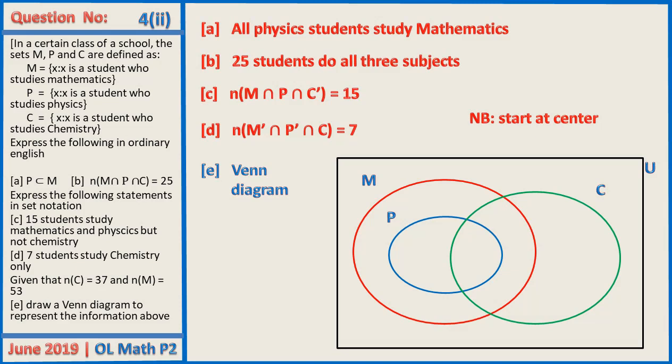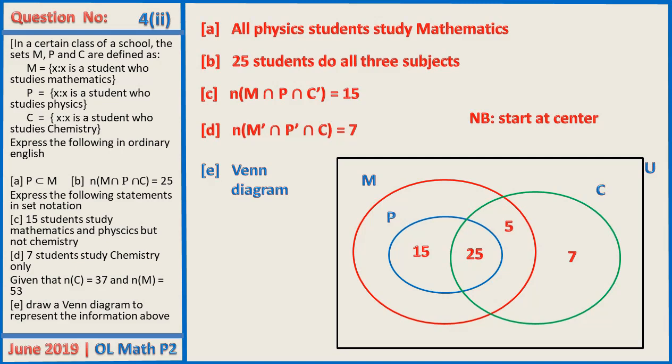And to start putting in the values for the cardinalities, it's good to begin at the center. How many students do all 3 subjects? You have 25. The next thing that we have is the number of students who do mathematics and physics but not chemistry. That region is 15. Then we have those who do chemistry only, 7.